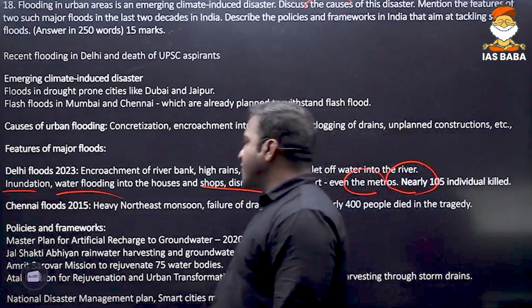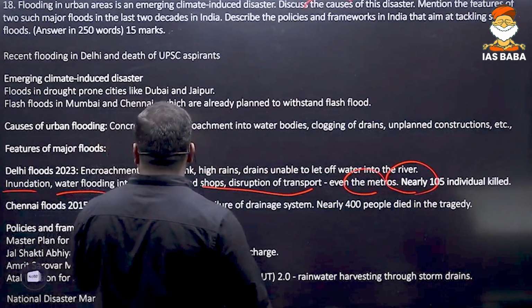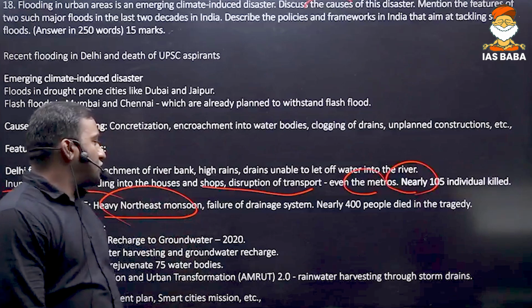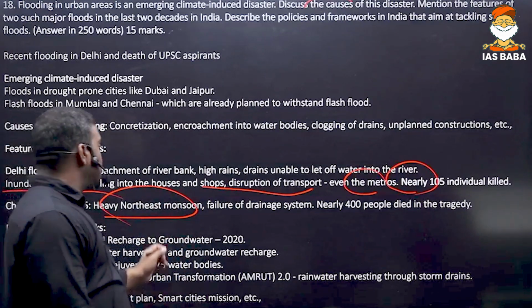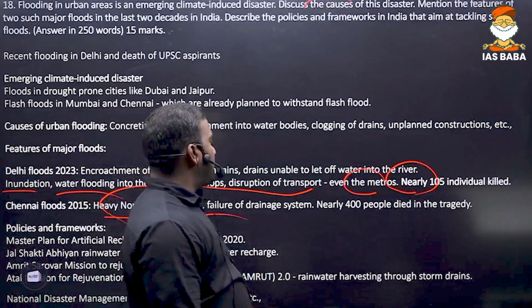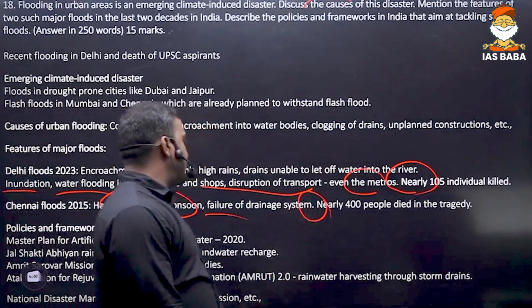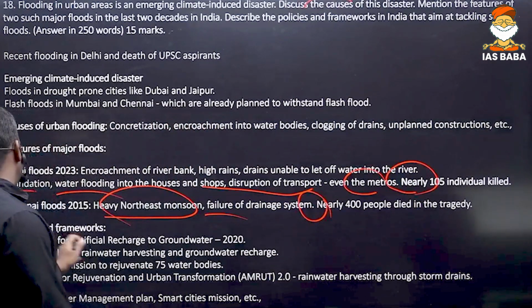Then Chennai floods 2015, heavy rains because of the northeast monsoon. Friends, Chennai always gets rains through the northeast monsoon itself, not through the southwest monsoon. Failure of the drainage system, and nearly 400 people died in this tragedy. Then policies and frameworks.